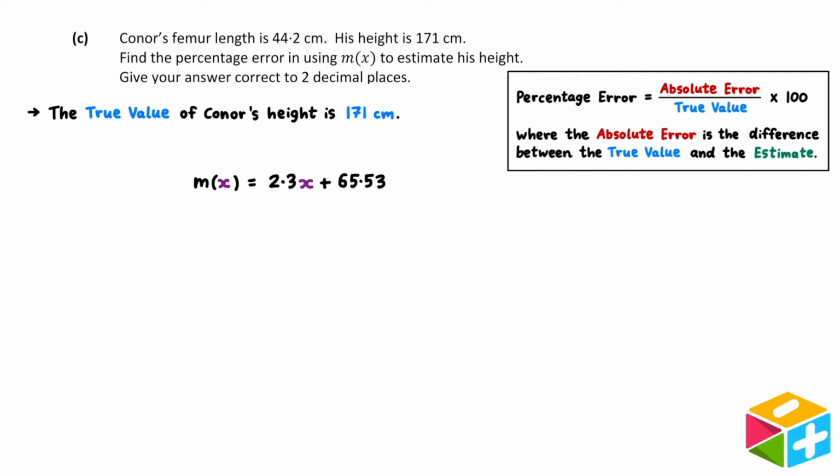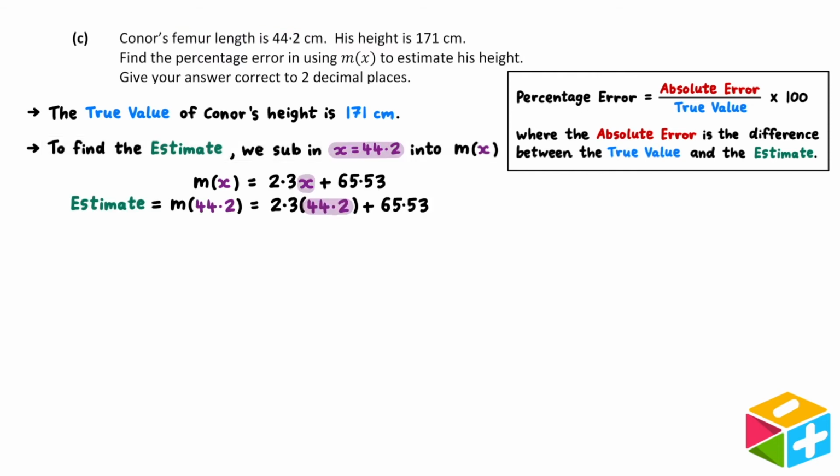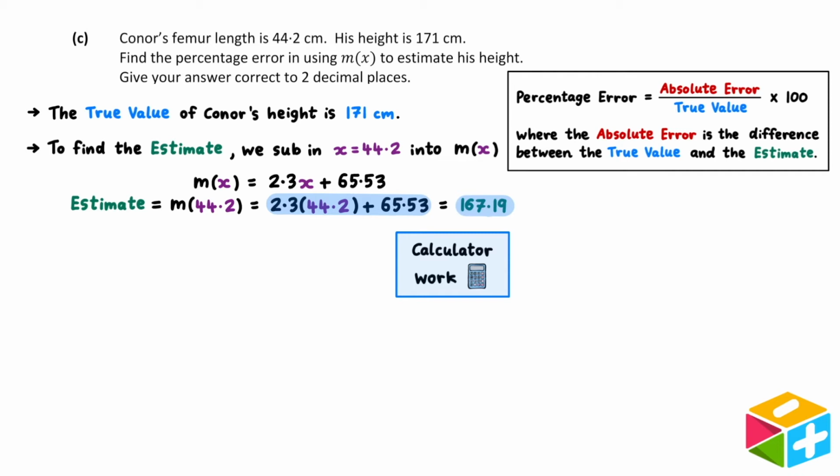So the true value of Connor's height is 171 centimetres. Our function, m of x, uses the femur length to estimate the height of a male. We are told that Connor's femur length is 44.2 centimetres. To obtain our estimate from m of x, we must sub in 44.2 into m of x is equal to 2.3x plus 65.53. So the estimate we obtain from m of x is 167.19 centimetres.